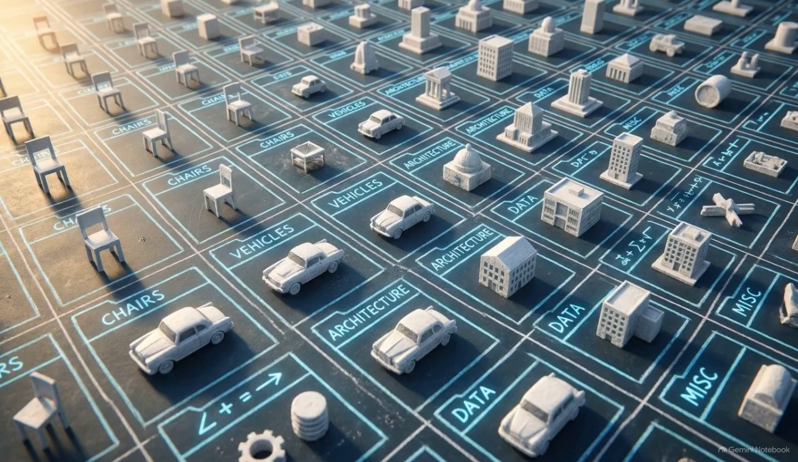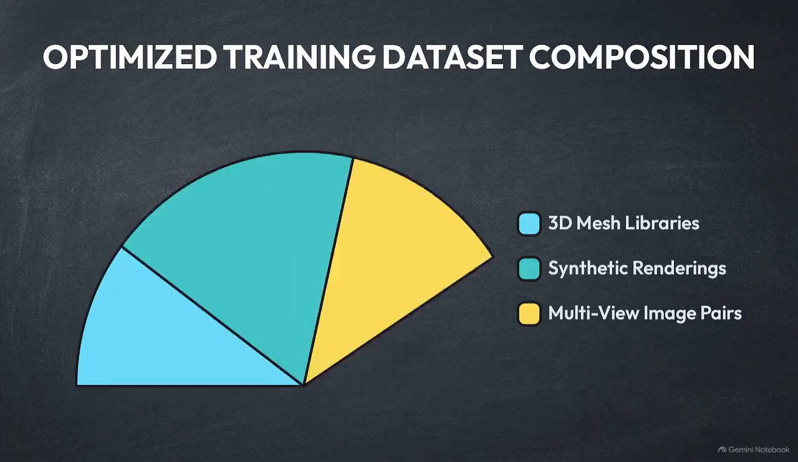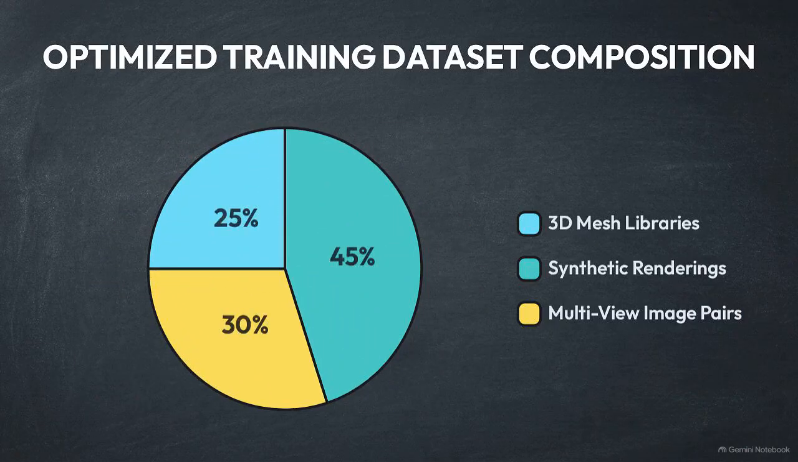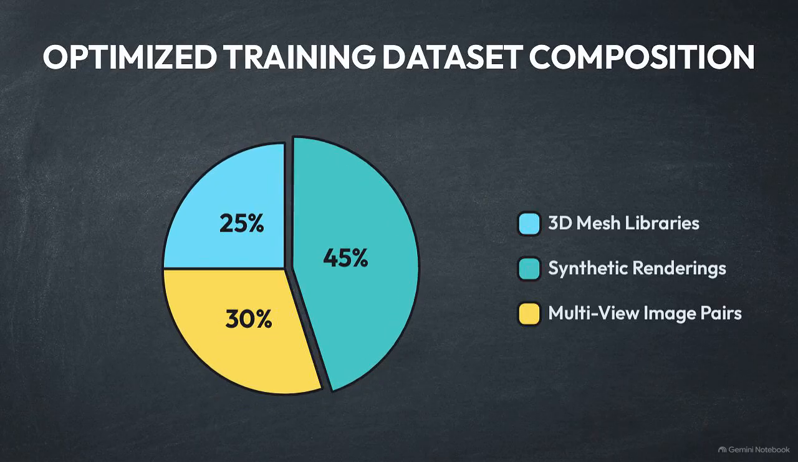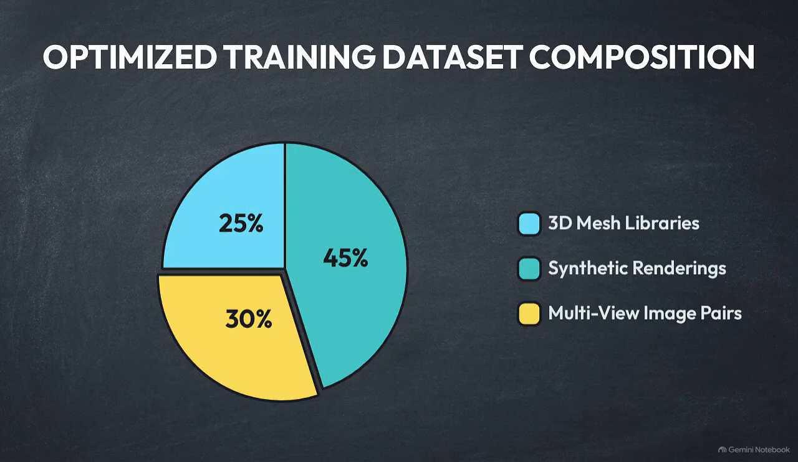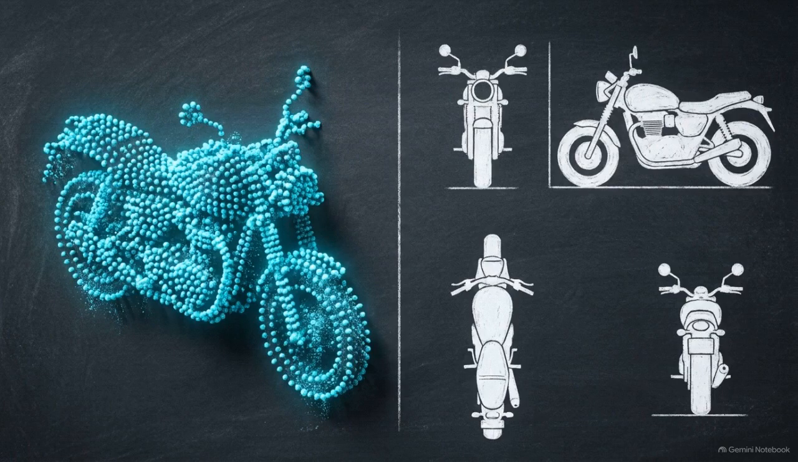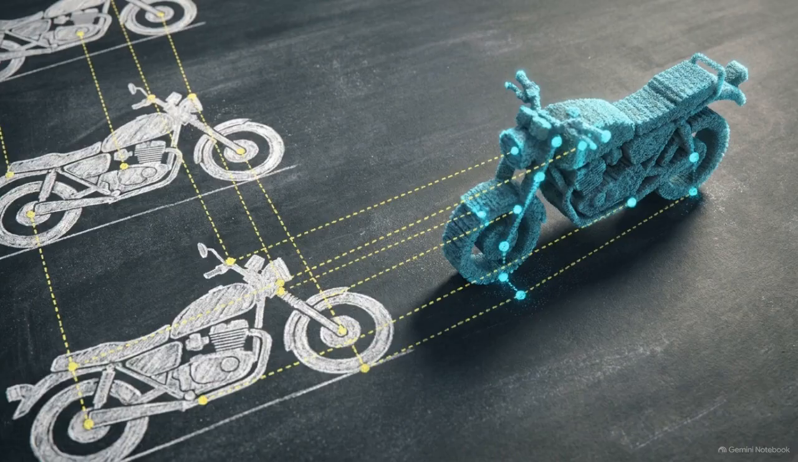Teaching a model these complex spatial projection rules requires a massive scale of curated training data. This pie chart illustrates the training dataset composition, showing a deliberate mixture of structured 3D mesh libraries, synthetic renderings, and multi-view image pairs. Training on dense point clouds paired directly with multi-view condition images provides the network with the exact coordinates needed to learn accurate 3D to 2D projection.